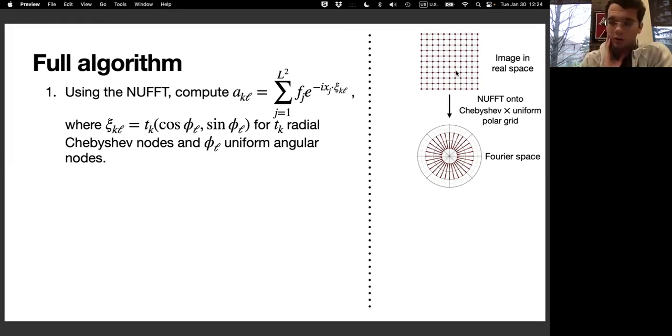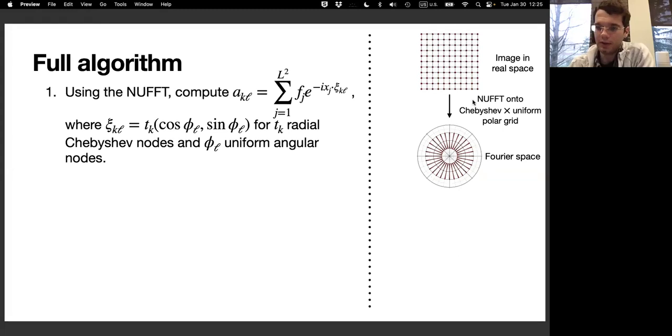Okay, so what do we do? We take this image that we want to expand, which is in real space on a Cartesian grid, and we do a non-uniform FFT onto a grid in Fourier space. This grid has uniform points in the angular direction, but Chebyshev nodes in the radial direction, like this. If you look closely, you might see that these look like Chebyshev points. That's the first step. That's what I tried to write out here.